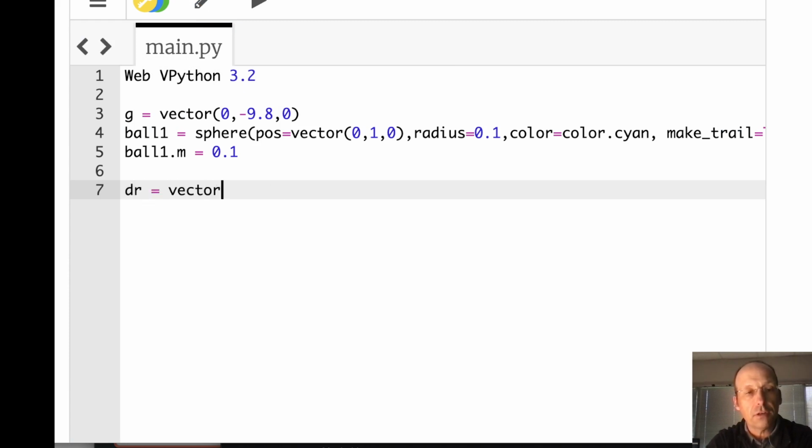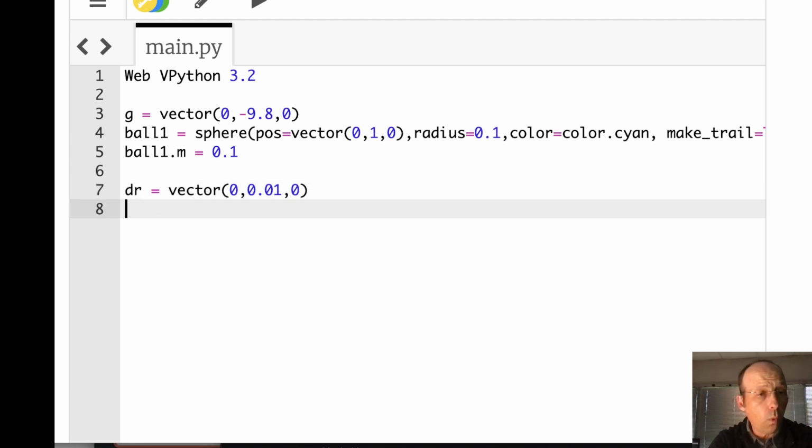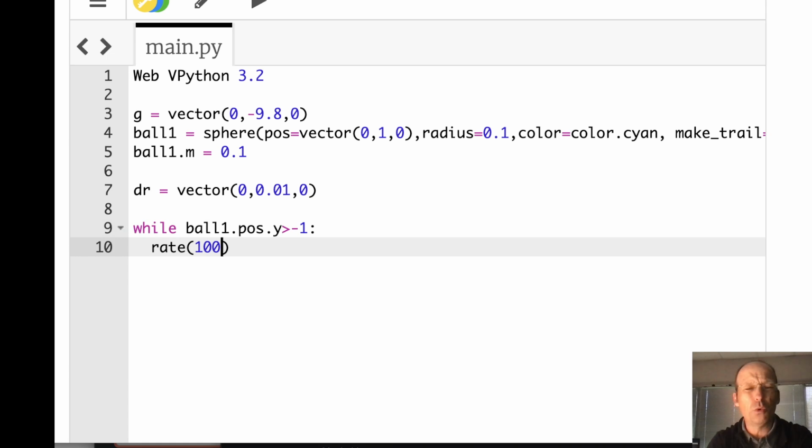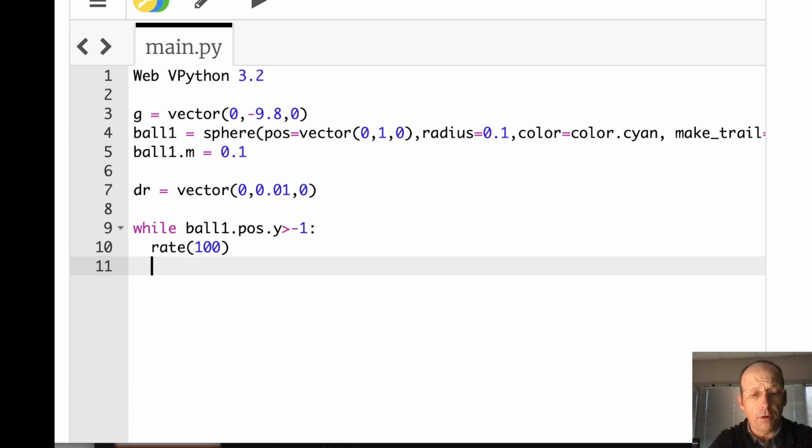dr equals vector. I just need to pick a value, 0, 0.010, and I'll subtract that. I should say negative, but I don't know. So while ball1.pos.y is greater than -1, I want to just do a rate statement so it animates just so we can see that. Rate, all I need to do is move the ball. So ball.pos equals ball.pos minus dr. I think that should work.